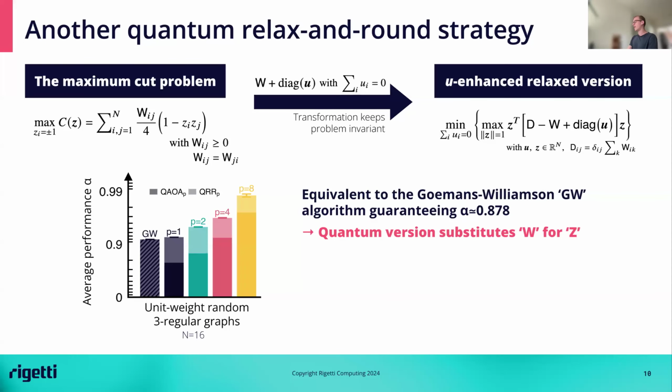Okay, so what does it give? Well, here are numerical data on unit weight random regular graphs. And we see that the quantum at p = 1 and the classical Goemans-Williamson algorithm are performing on par, similarly well. And that by increasing p, we increase the performance. And again, we see that within each of these bars, there is a bar with a darker shade, which just corresponds to the performance of the QAOA. And doing this relax and run step on top of the bit string sample from the QAOA will perform much better.